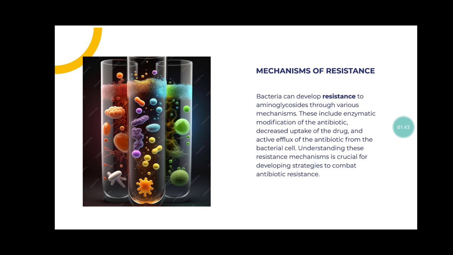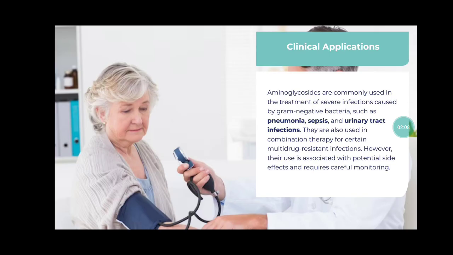Mechanism of resistance. Bacteria can develop resistance to aminoglycosides through various mechanisms. These include enzymatic modification of the antibiotic, decreased uptake of the drug, and active efflux of the antibiotic from the bacterial cell. Understanding these resistance mechanisms is crucial for developing strategies to combat antibiotic resistance.